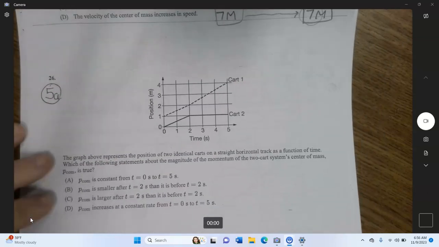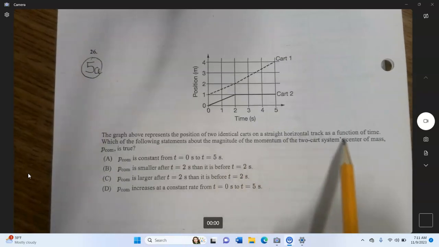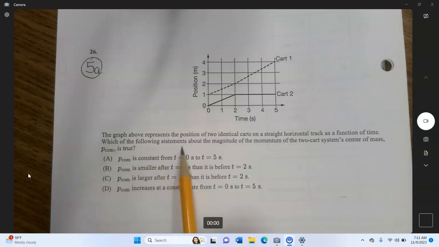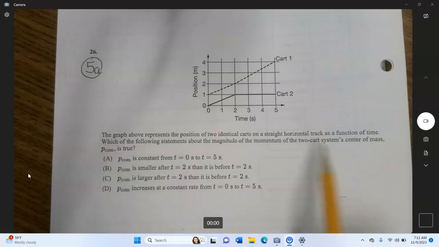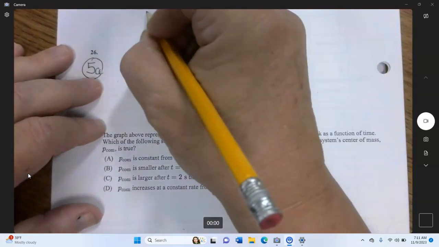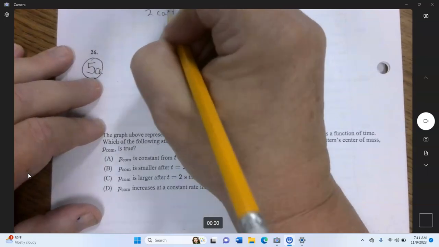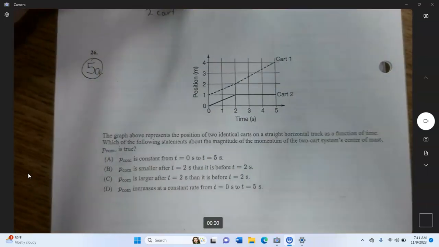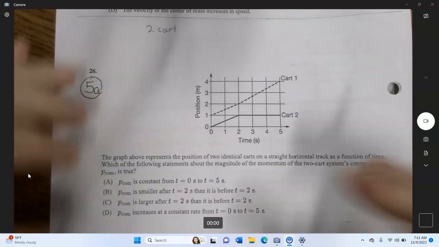All right, next. Since the position of two identical carts on a straight horizontal track is a function of time, which of the following statements about the magnitude of the momentum of the two-cart system center of mass is true? Okay, so the masses are the same. So when we analyze this, we've got the two-cart system. Just think of it, what they're asking is the total momentum of the two carts together.